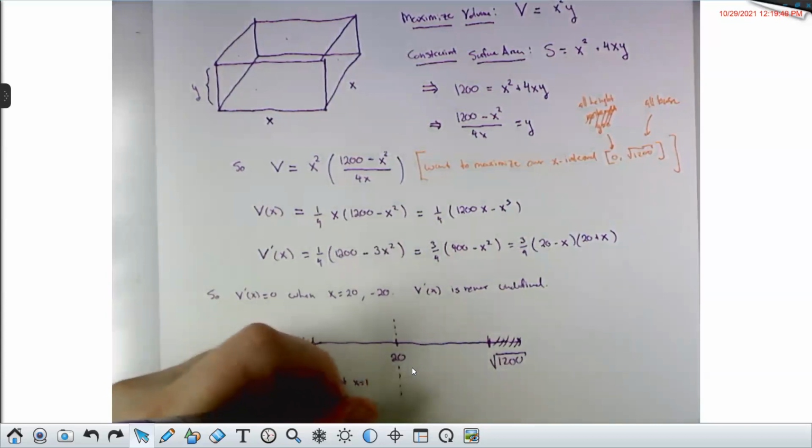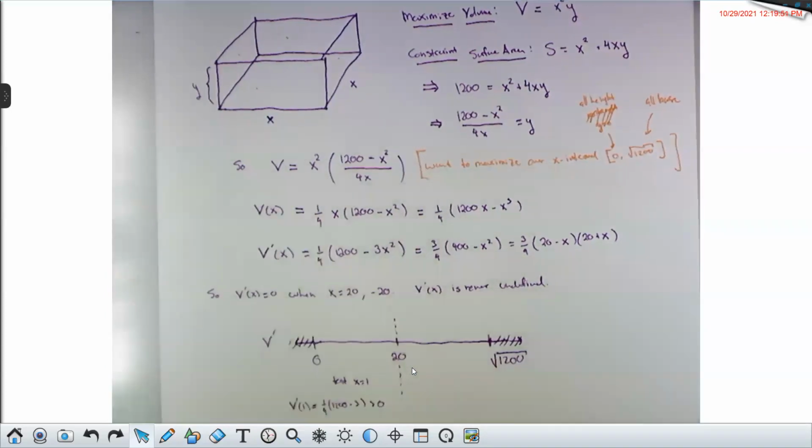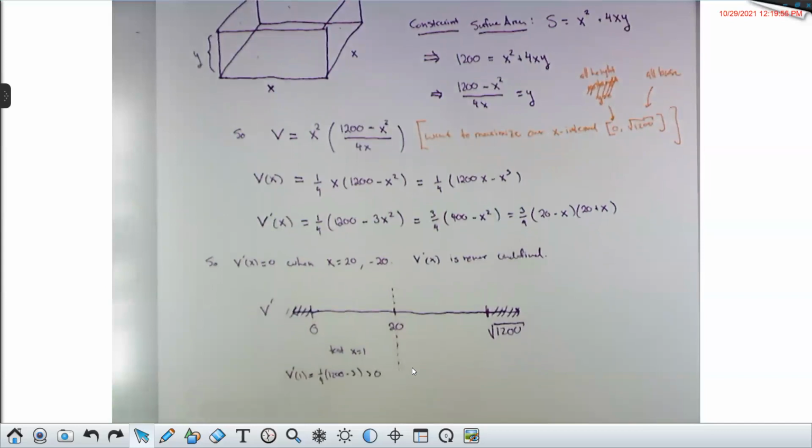So 20 is a critical number. You just put the endpoint and the critical number in, get the point test. Correct. So I put the 0 and the square root of 1200 here just to remind myself what would be valid test points. 0 is not a valid test point because it's not in my domain. Square root of 1200 is not a valid test point because it's not in my domain. It's just a nice way to remind ourselves what we're working with.